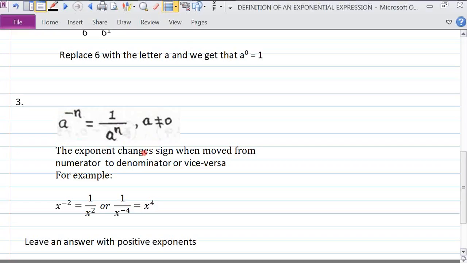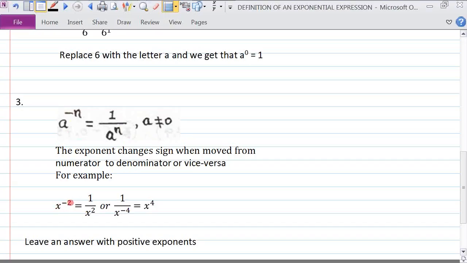So the exponent changes sign when moved from the numerator to the denominator, or vice versa. In other words, if I go from here to this over here, I go from the right to the left. I'm moving this from the denominator up to the numerator. It changes sign. Here's some examples of this.